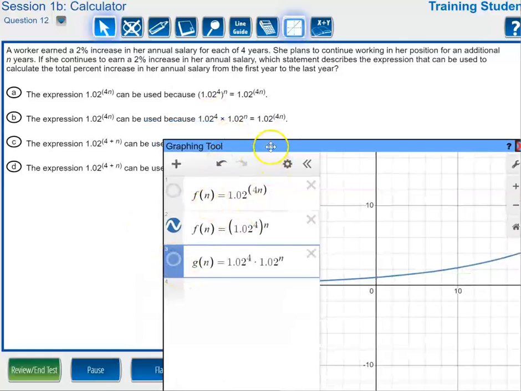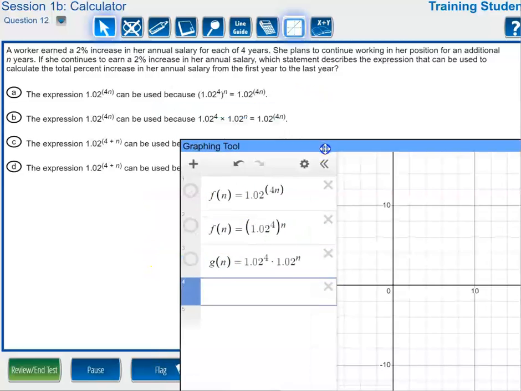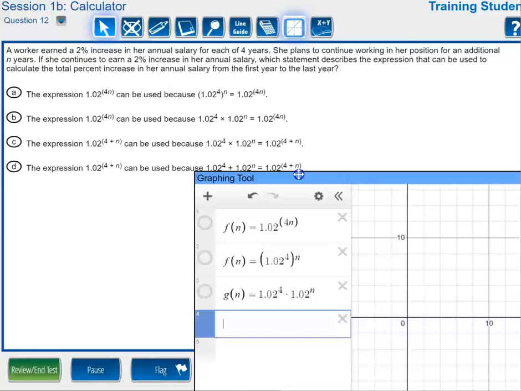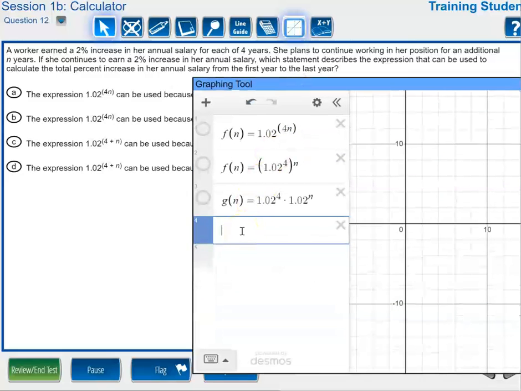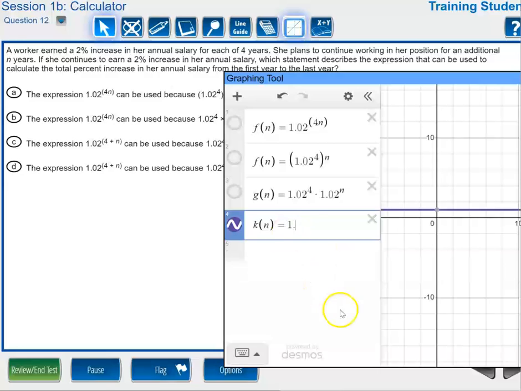So let's move on to the next one. I'm going to turn all these off. Let's do another one. The expression 1.02 to the 4 plus n. All right, well, let's do k of n. Just making up function names here. These names are not important, but for whatever reason, these calculators do not like it when you try to type a function of n with anything other than an x. So I just find it easier to create function names and keep the same variables that they're using. So shift 6 and then use parentheses for your exponent, 1.02 to the 4 plus n.